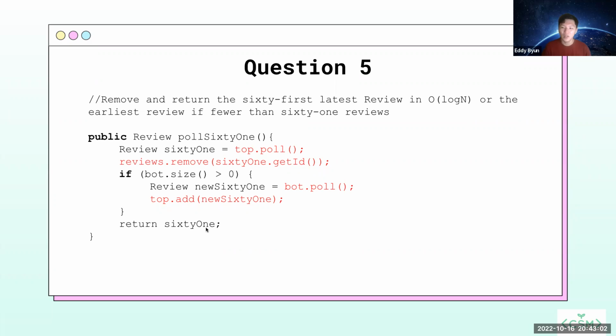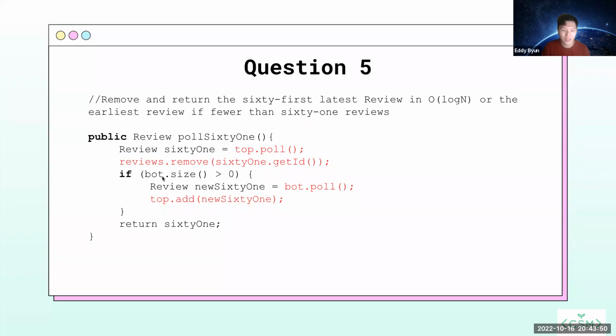Okay, so if there are less than or equal to 61 reviews in total, that means bot.size is going to be equal to 0, right? If there are more than 61 reviews, that means bot.size is going to be greater than 0. And in the case that there are more than 61 reviews, because we've just removed the 61st latest review in our top heap, we now only have 60 of the most latest reviews. So if there are more than 61 reviews, we need to replace that 61st review with a new one.